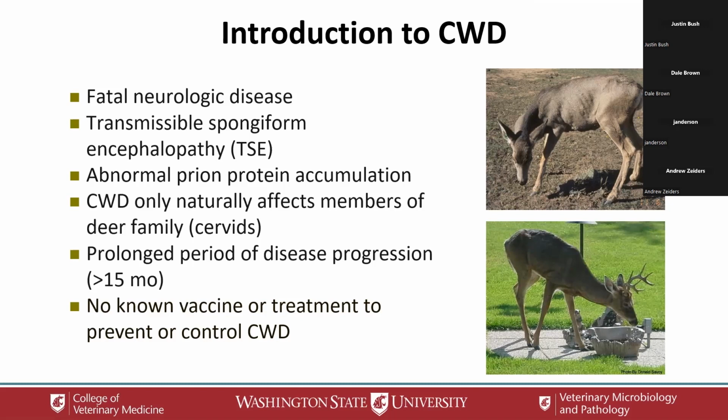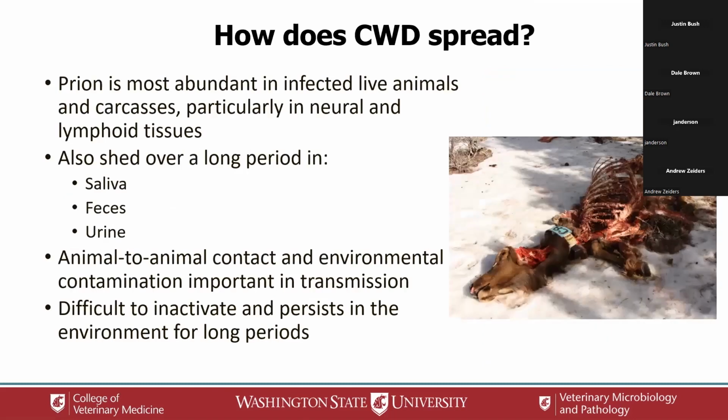Okay, thank you. It is a prolonged course of disease, so it takes the animal a year and a half before they'll really start showing these end stage signs like we see in these pictures. In deer, males are more susceptible to disease, but in elk, there doesn't seem to be a sex predilection. Again, there's no vaccine, no treatment, no way to control chronic wasting disease except through management.